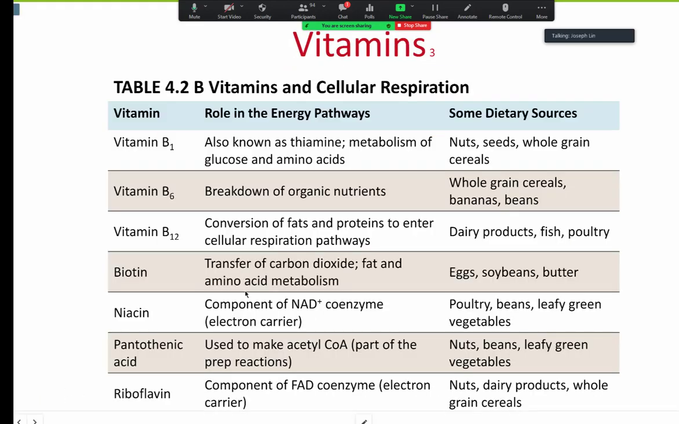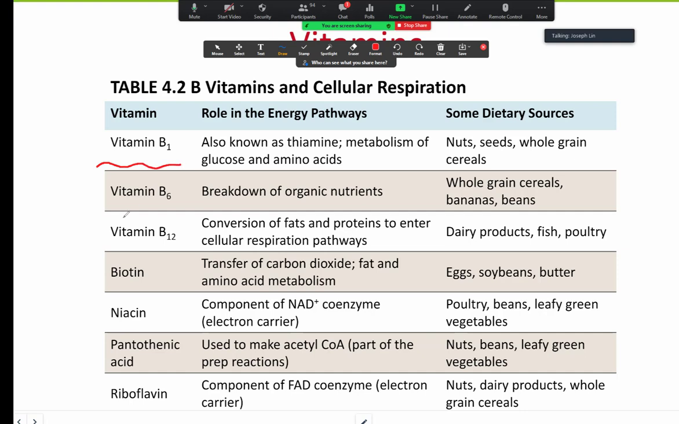All right, so that is the wrap up here, and this is a list of some of the more common vitamins you might hear about as you go about your careers and your journey through finding the best diet for you. So vitamin B1, also known as thiamine, helps with the metabolism and breakdown of glucose and amino acids. Vitamin B6 is directly used for breakdown of organic nutrients and macros. B12, which is found in almost all kinds of energy drinks and energy products, is going to help you initiate faster conversion of fats and proteins.